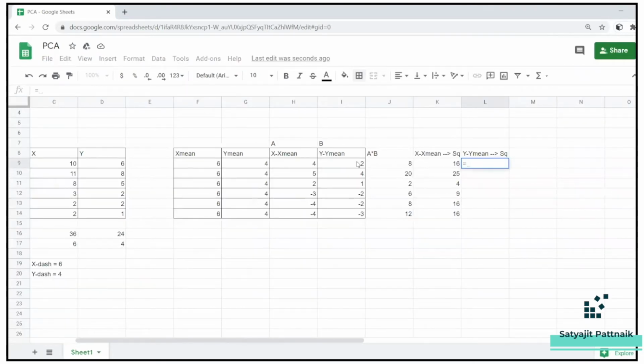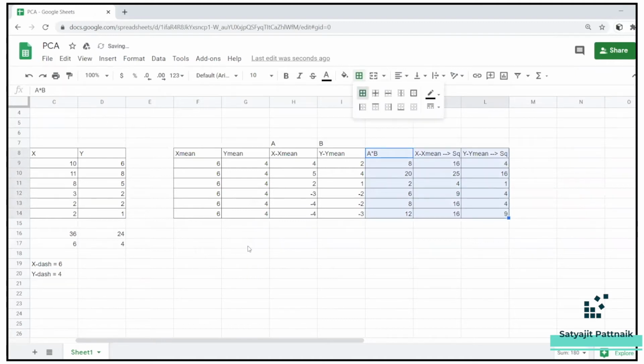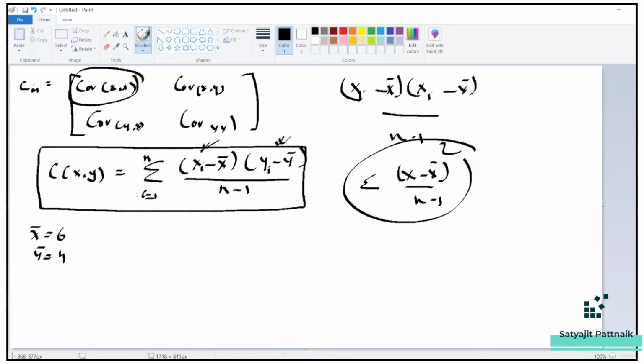Y minus y mean square equals 2 into 2, and I'll just expand it. Okay, so this is how my data looks like. So x minus x mean into y minus y mean equals this particular column. Let me just draw it using a table. So what will be my covariance matrix?